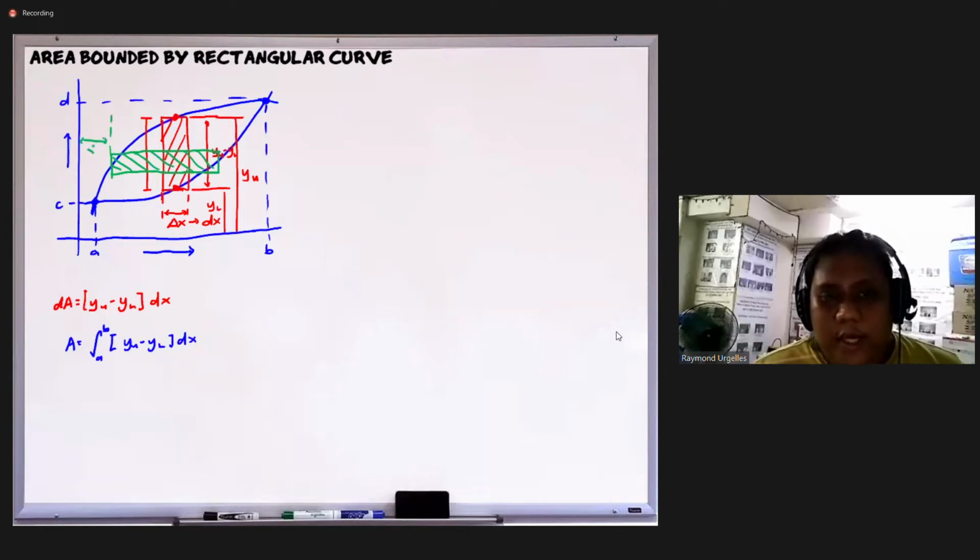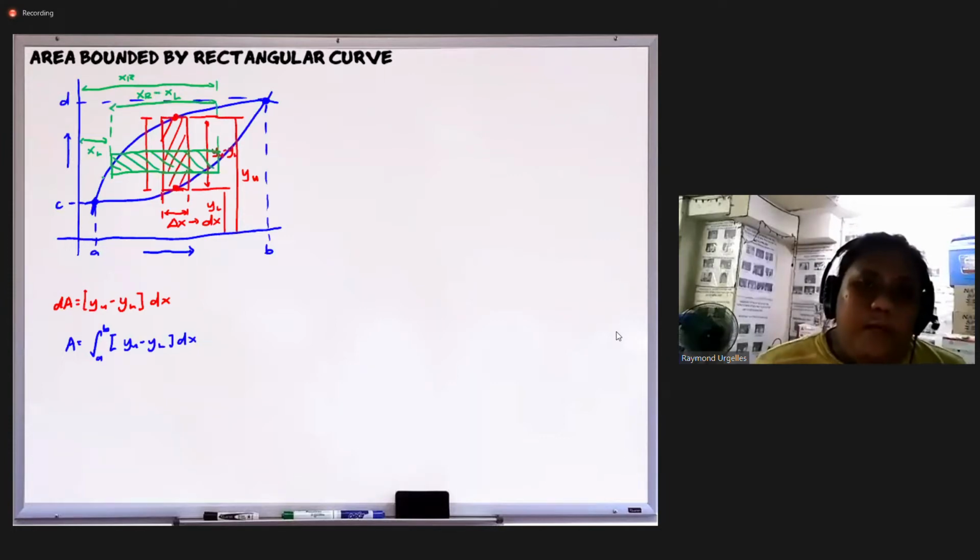No? So again, this is x in the left, the base boundary. Tapos ito naman yung x natin, so in the right boundary. Diba? So kaya makukuha natin na yung length ng rectangle natin is the x sa right boundary minus x sa left boundary. Diba? So tapos yung thickness naman ito, diba? So is delta y lang. So kaya habang pinapanipis natin yan, that will approach dy.